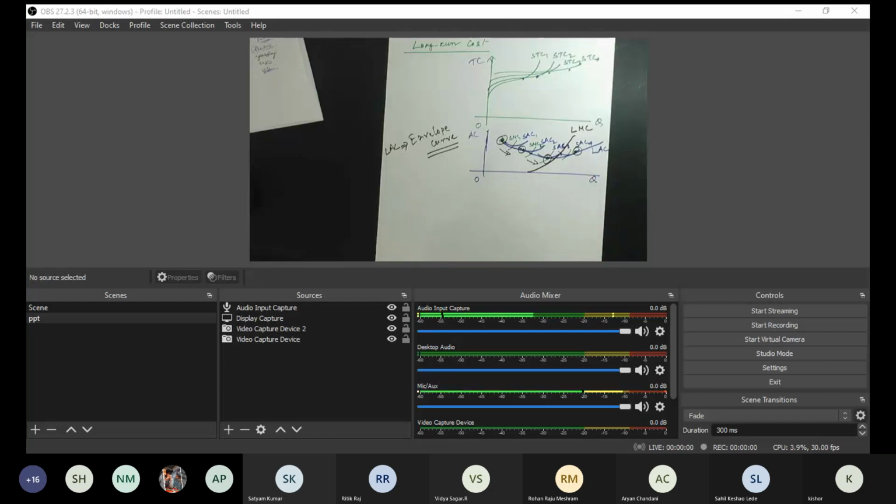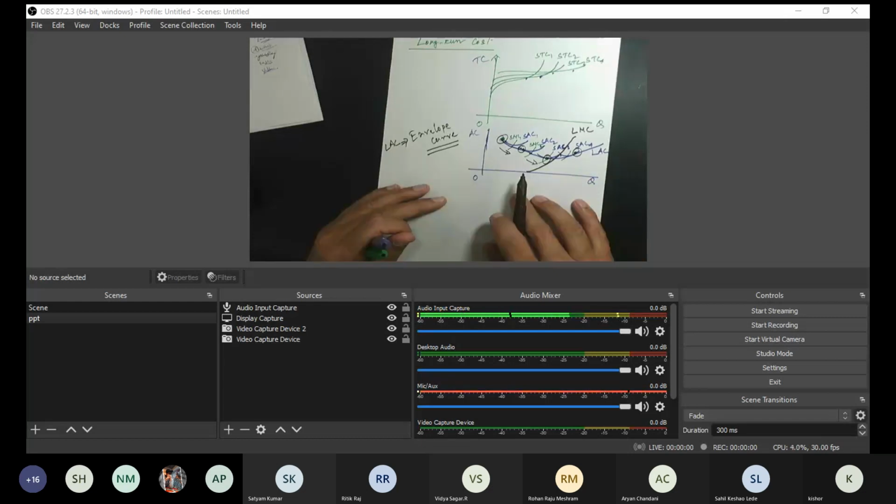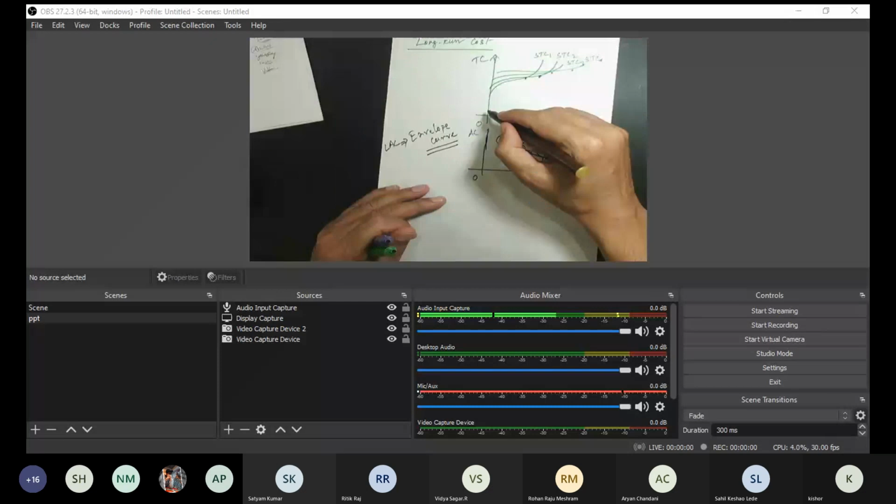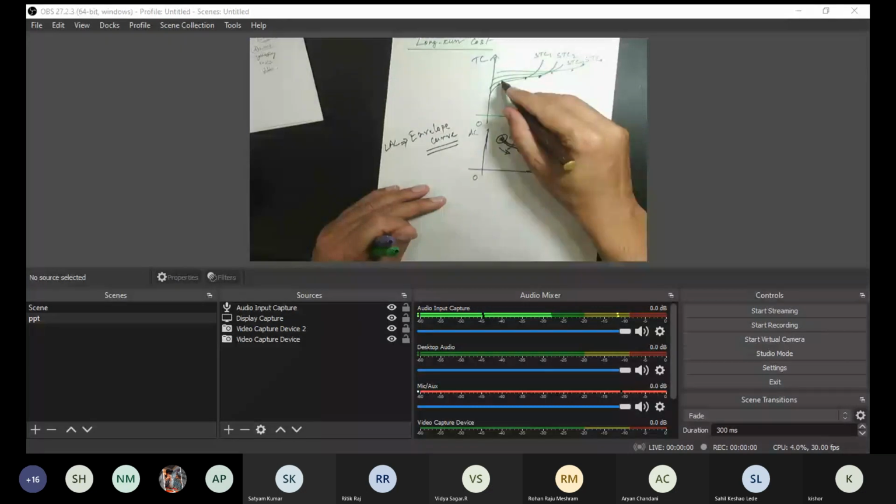This you can draw from here also. Ultimately, in the long run, in the total cost curve there will not be any fixed cost component. So ultimately, it will start something like this.